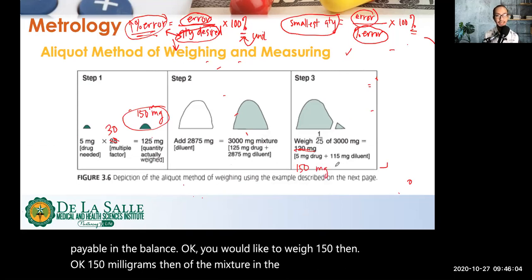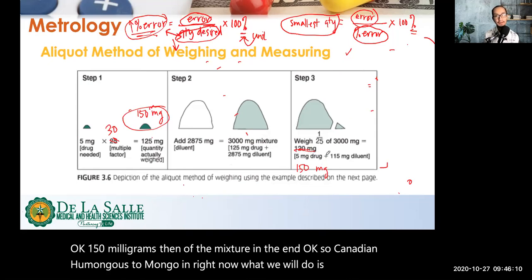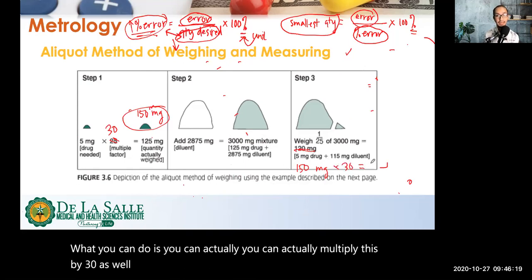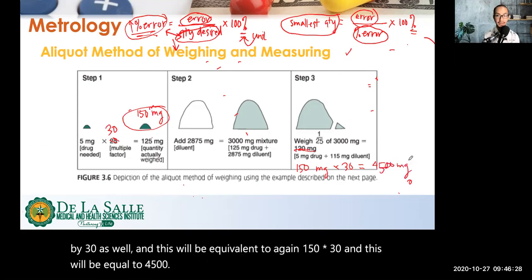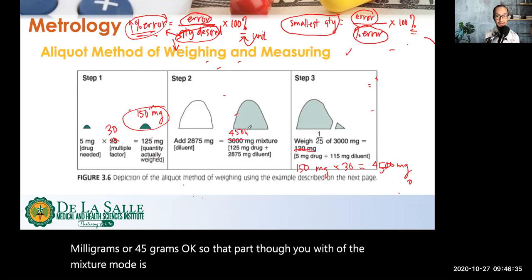Okay? So, let's say, those are what you want to do. Now, what you can do is multiply this by 30 as well. And this will be equivalent to 150 times 30, which is equal to 4,500 milligrams or 4.5 grams. So the weight of the mixture should be 4,500 milligrams.